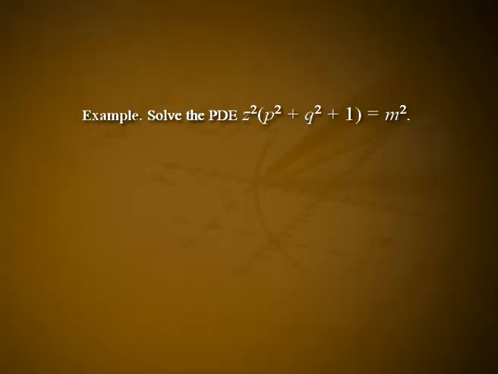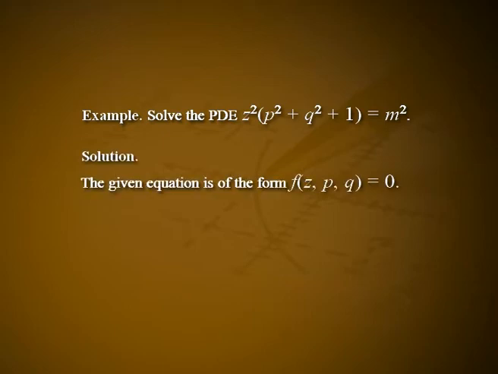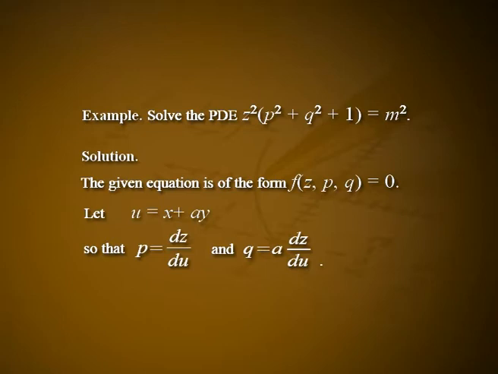Example: solve the partial differential equation z square into p square plus q square plus 1 is equal to m square. Solution: the given equation is of the form f of z, p, q is equal to 0. Let u is equal to x plus ay, so that p is equal to dz by du and q is equal to a into dz by du.